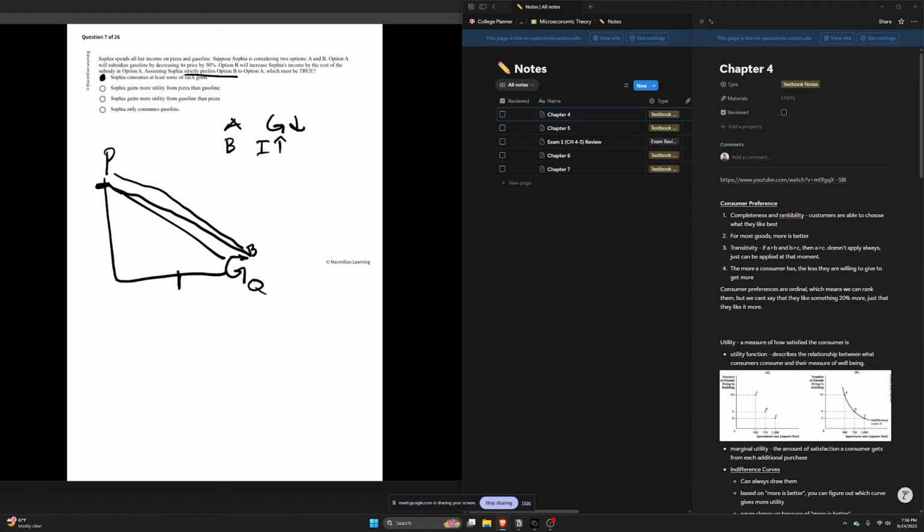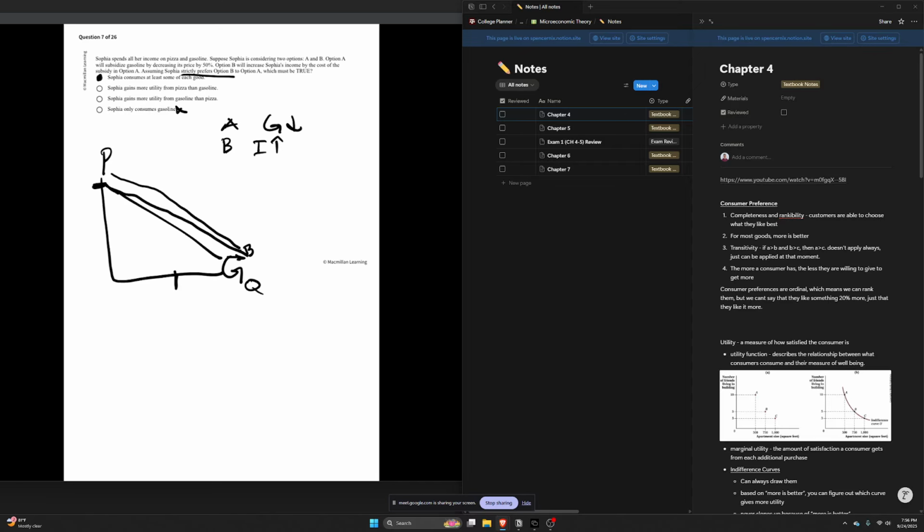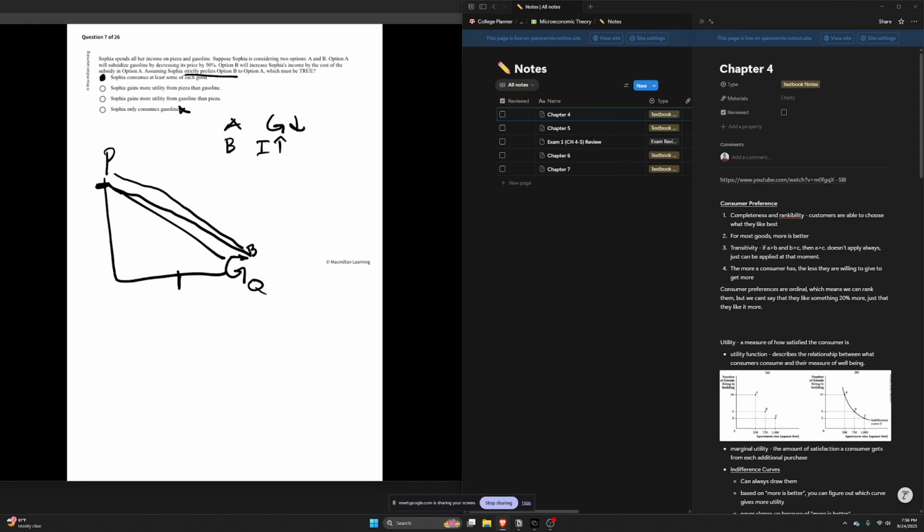So that's if she only consumes gasoline, then she would be preferring option A. We want to know why she prefers option B. So this one's wrong. Sophia gains more utility from gasoline than pizza. This one we don't know. We don't know how much utility she gains from either of them. We just know kind of what her demand will be at each of the price points. So we don't know how much utility she gets out of either of them. So we can't talk about it at all.